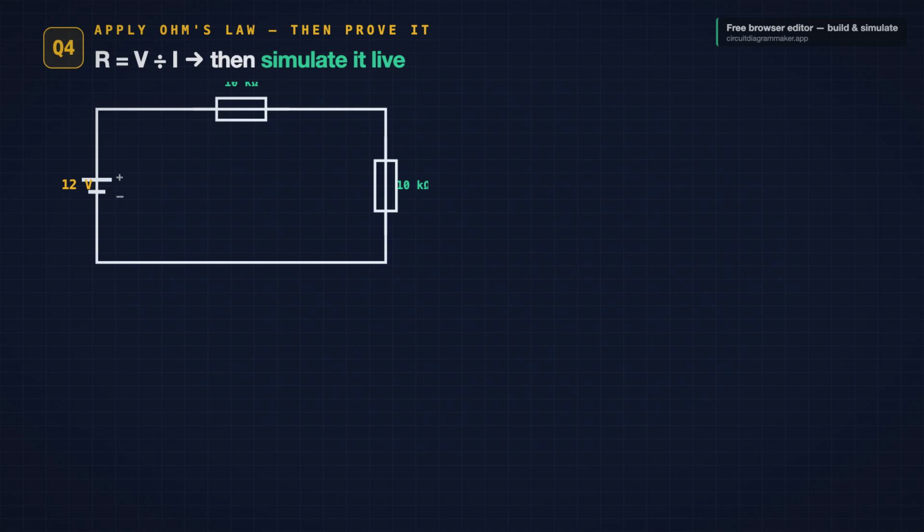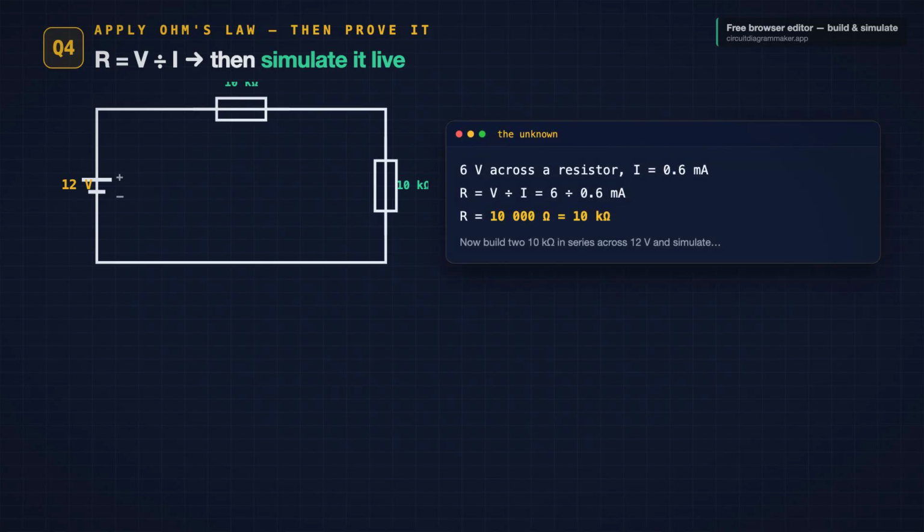Question 4, apply Ohm's law to find an unknown, and then let's prove it live. A resistor carries a current of 0.6 milliamps when 6 volts sits across it. What's its resistance? R equals V over I. 6 volts over 0.6 milliamps, which is 10,000 ohms, 10 kilo ohms.